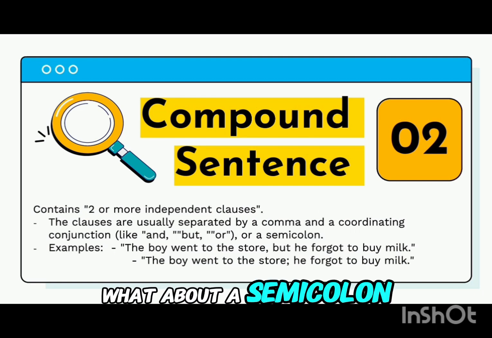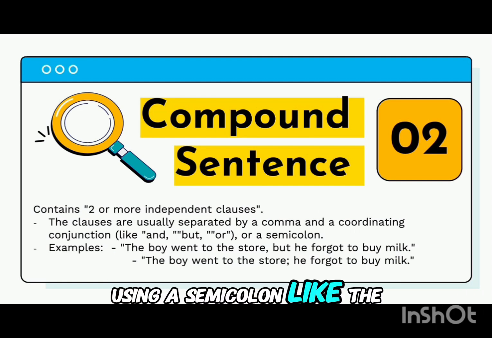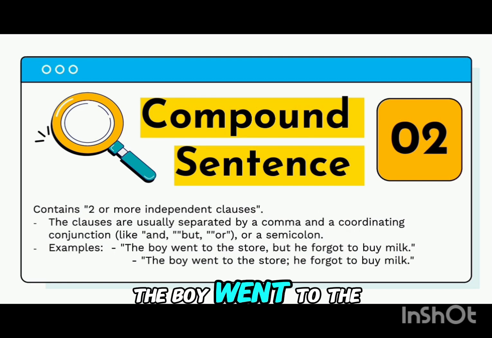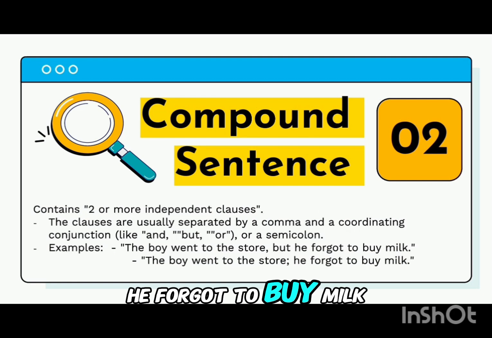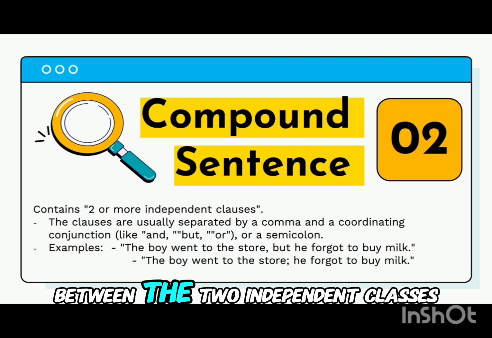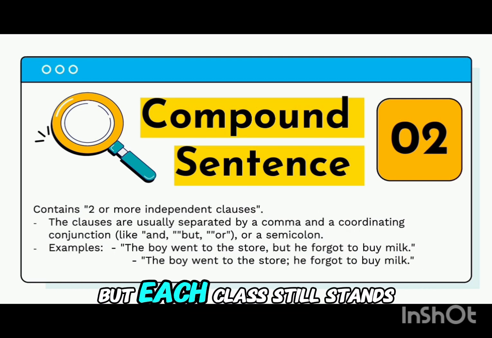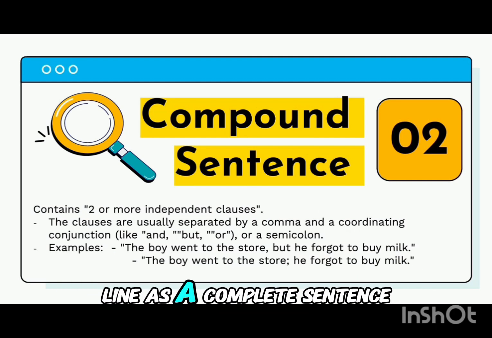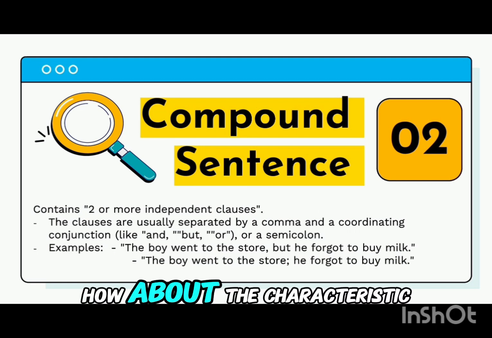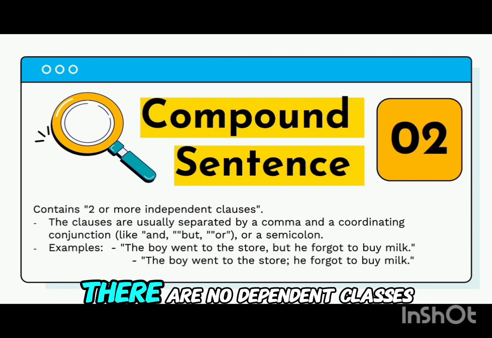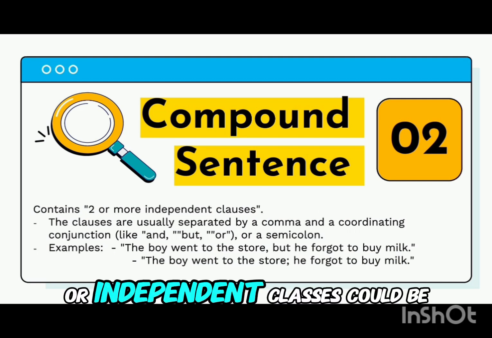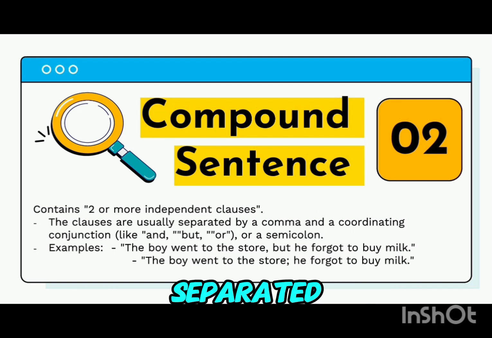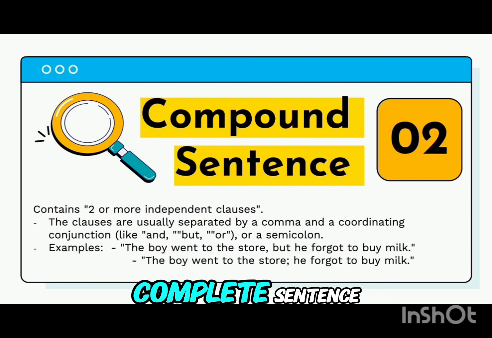What about the semicolon? Using a semicolon, like the example: the boy went to the store, semicolon, he forgot to buy milk. The semicolon shows a close relationship between the two independent clauses, but each clause still stands alone as a complete sentence. How about the characteristics? There are no dependent clauses, and each part of the sentence, or independent clauses, could be separated and still function as a complete sentence.